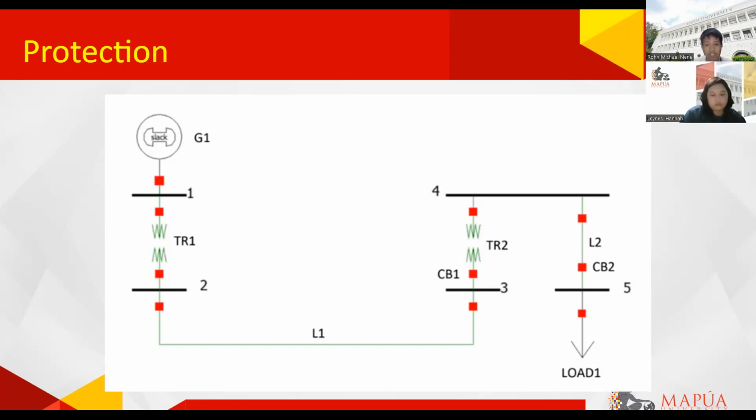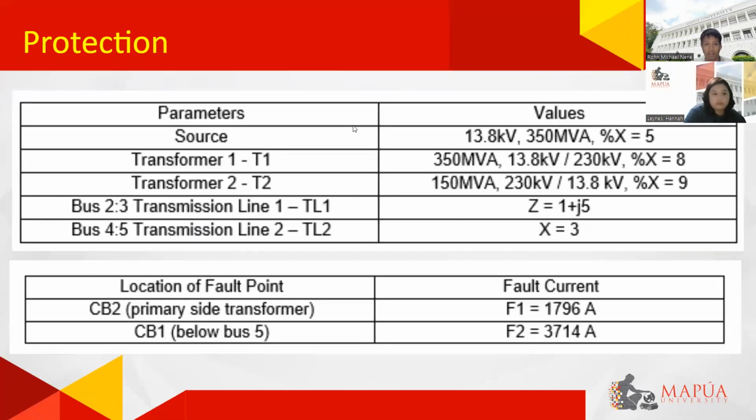And then it is necessary to adjust the relay current values in order to control circuit breakers 1 and 2. The assigned faults can be found at circuit breaker 1, which is at the primary, and circuit breaker 2 at bus 5. You can see here that bus 3 is connected to transformer 2. Then, moving forward, here are the parameters and values for the protection.